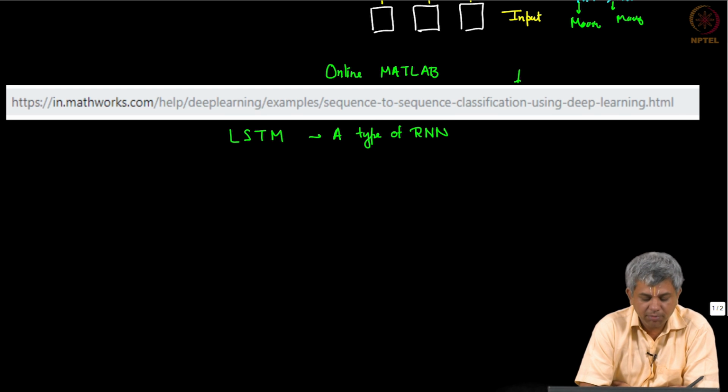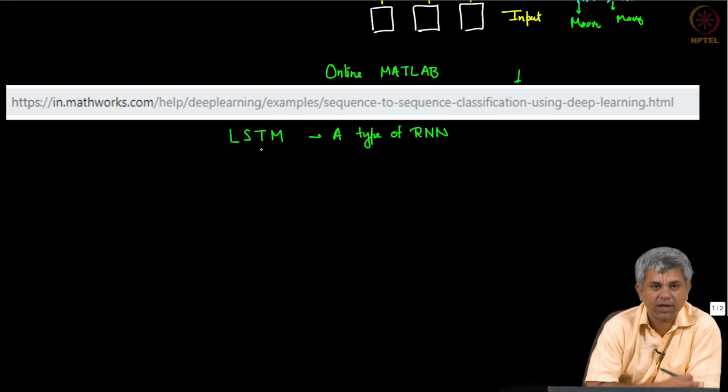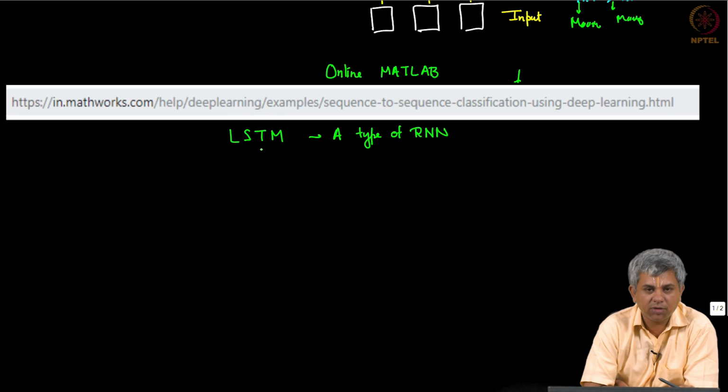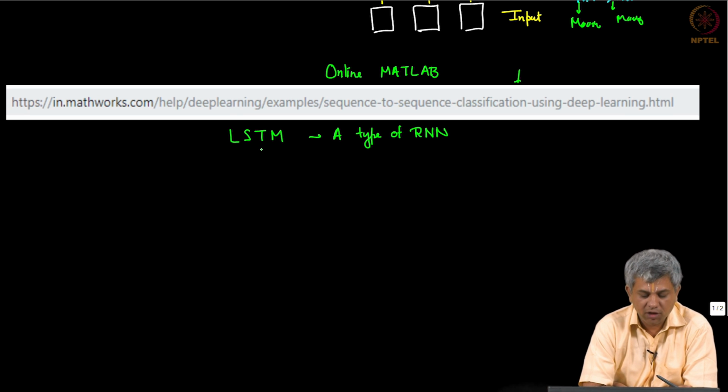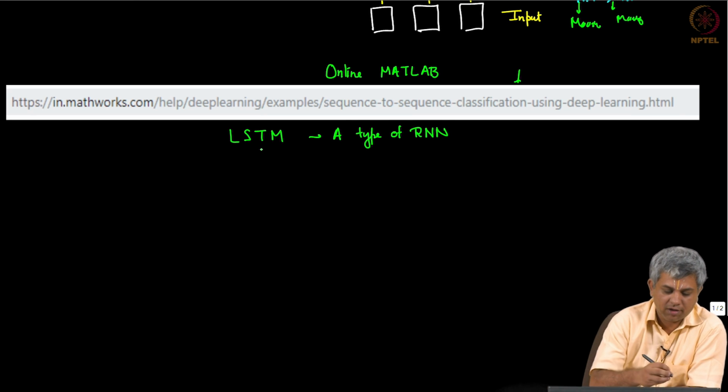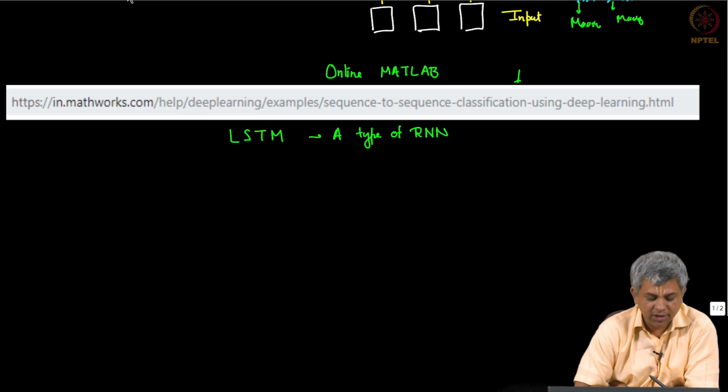The relationship between RNNs and LSTMs is somewhat similar to the relationship between CNNs and any particular architecture, let us say LeNet or AlexNet, all those architectures that you saw. So, LSTM is a certain type of architecture of an RNN, and that is what is used within this example. So, whenever you hear LSTM, please think simply RNN. Okay. So, let us come to this example.